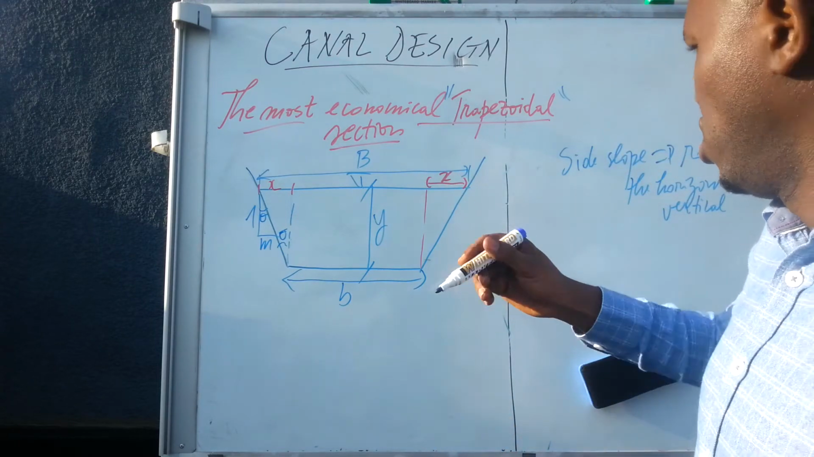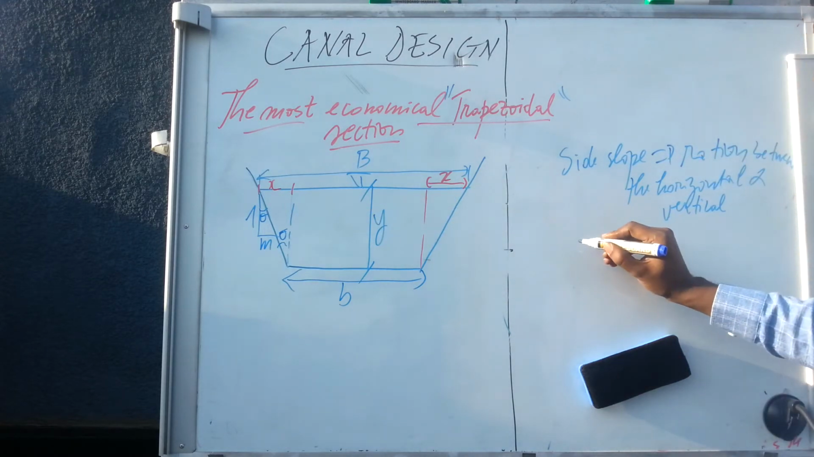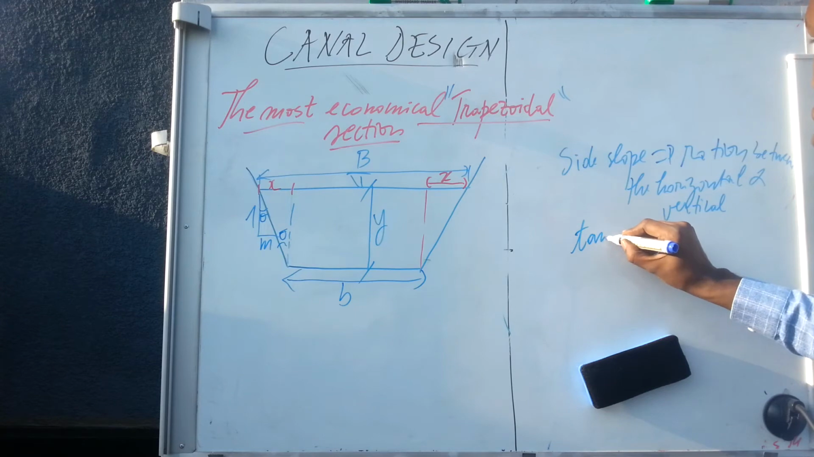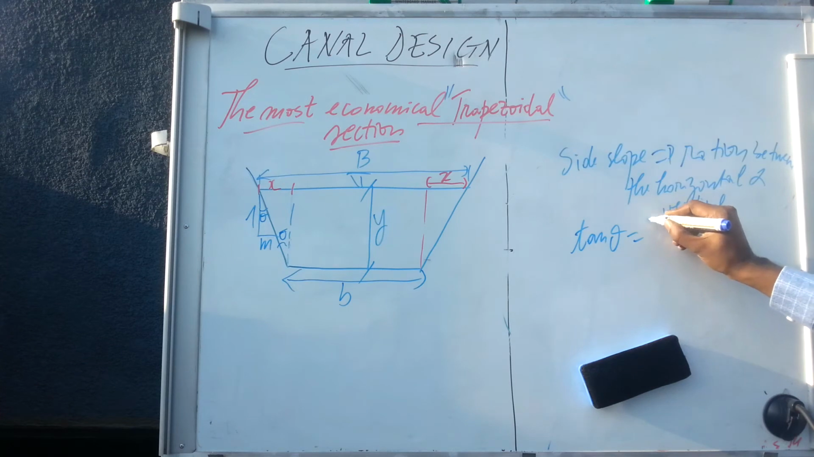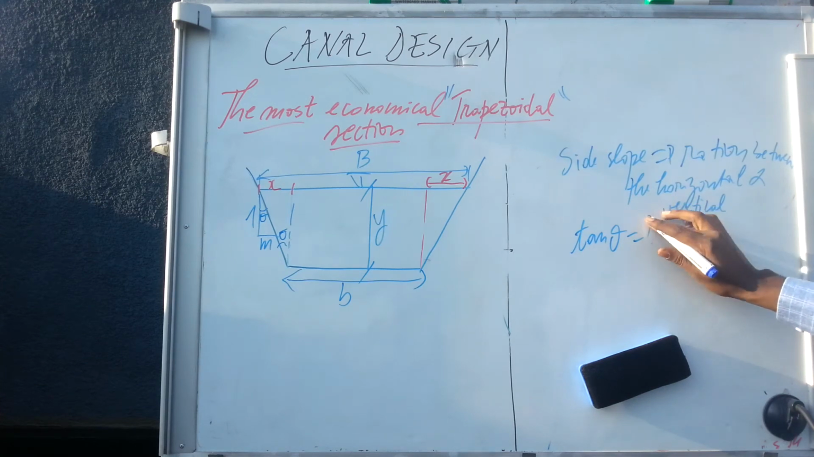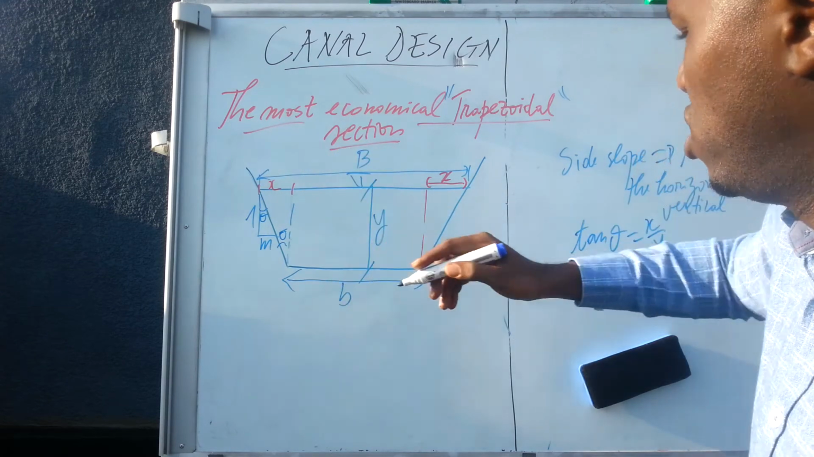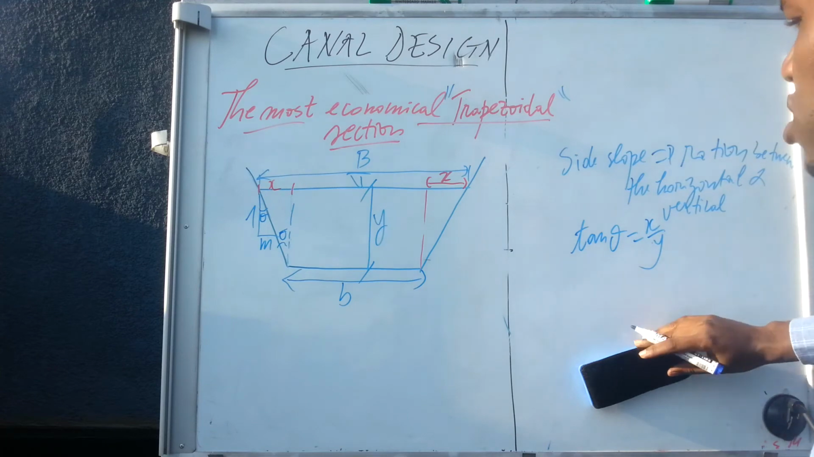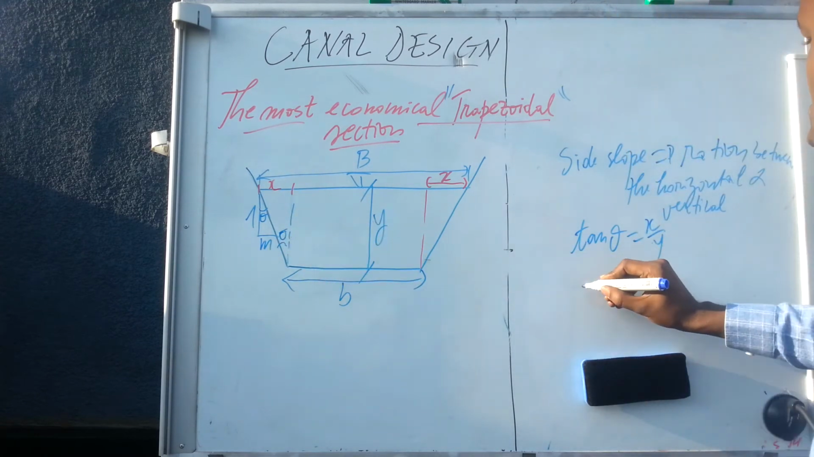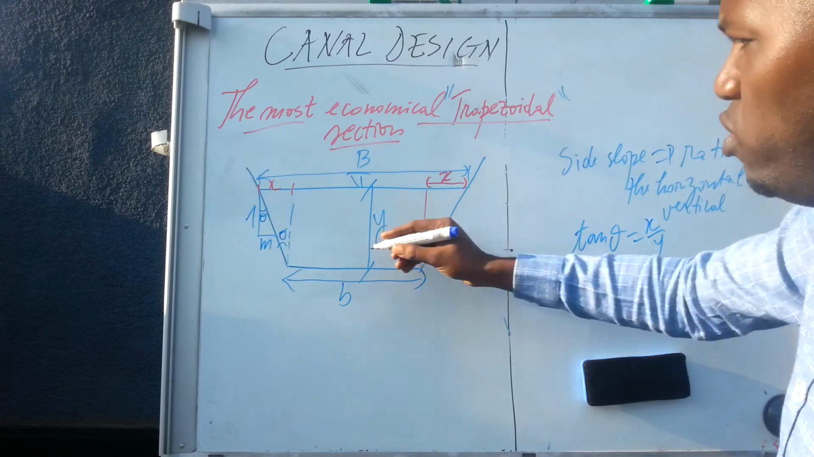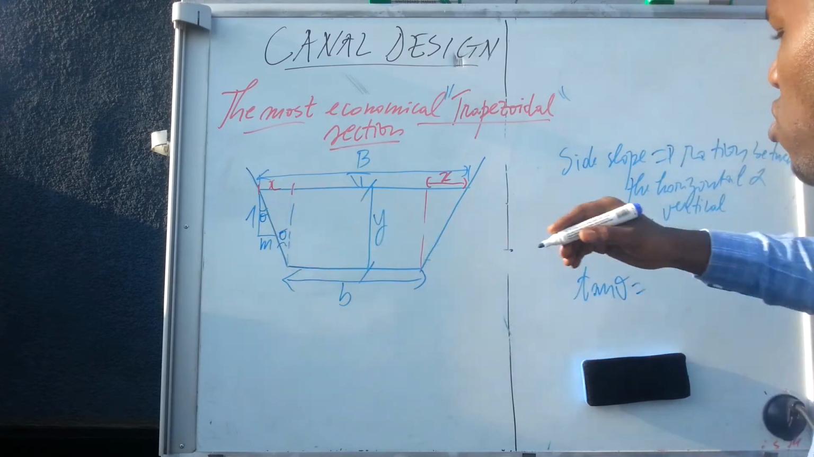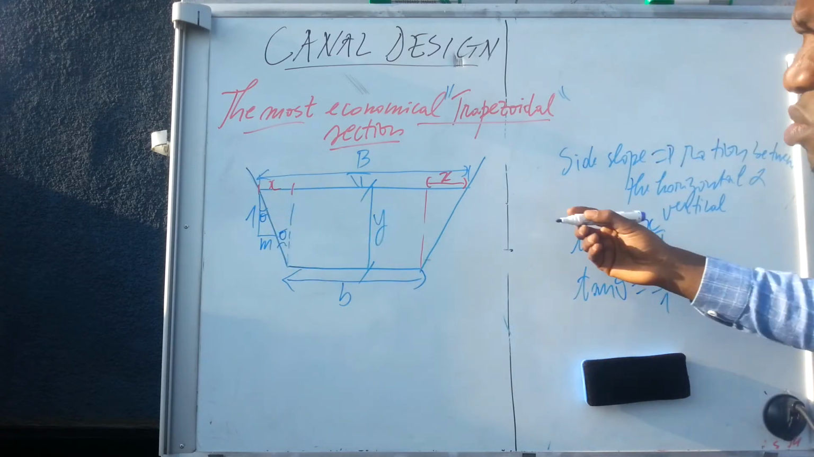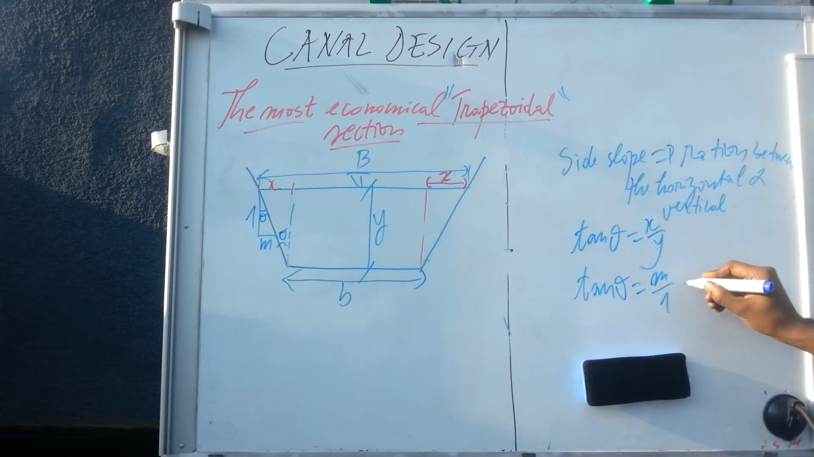If you want the side slope in this case, you can say that using this triangle, tan theta is equal to x over y, this over this. The same as if you use this small triangle, tan theta in that case is equal to m over 1. M is a number, so it is equal to m.